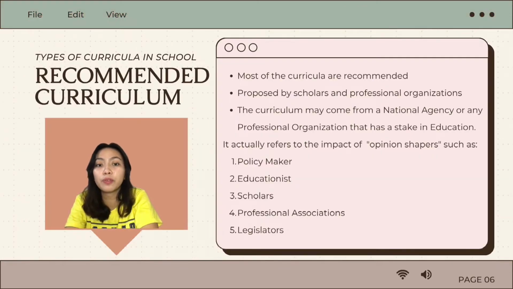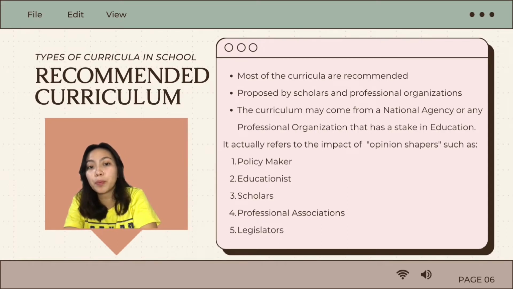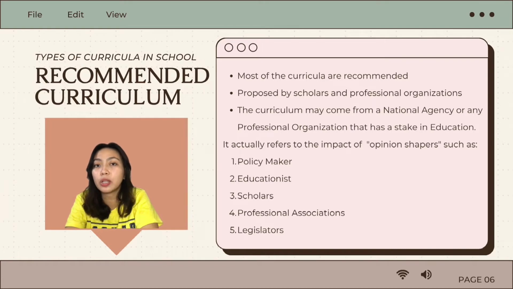The first type of curricula in schools is the recommended curriculum. Most of the curricula are recommended, proposed by scholars and professional organizations. The curriculum may come from a national agency, or any professional organization that has a stake in education. It actually refers to the impact of opinion shapers such as policymakers, educationists, scholars, professional associations, and legislators.